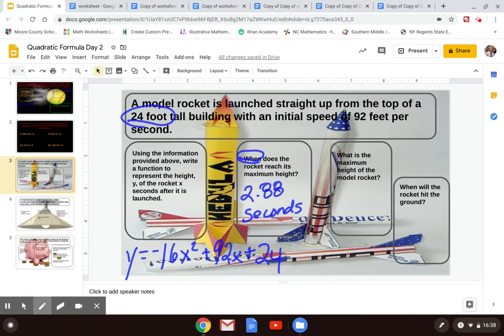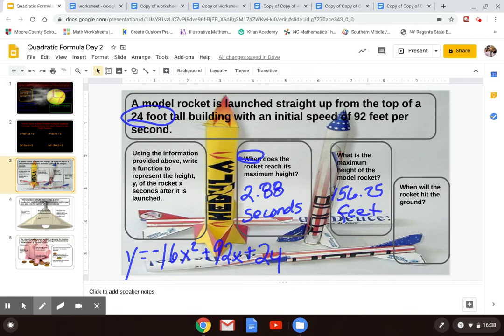So the maximum height of the rocket is going to be 156 and 25 hundredths feet. That's going to be the maximum height of the rocket. The final question then is, when will the rocket hit the ground?